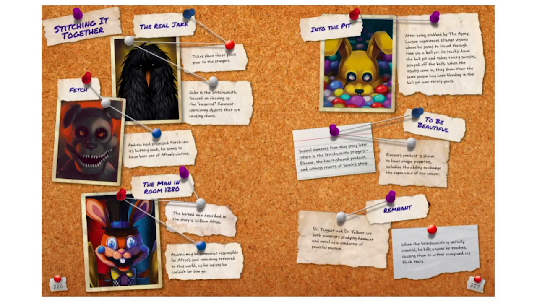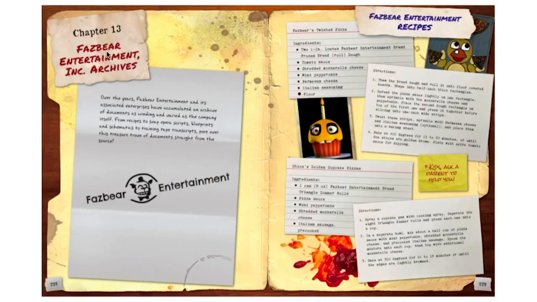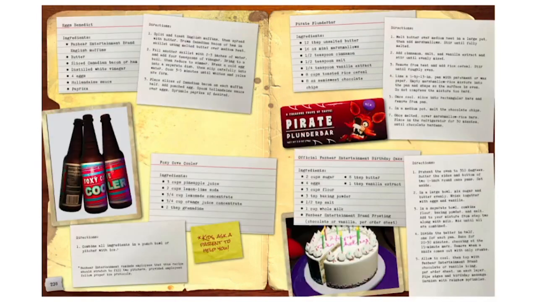So yeah, I have a few plans with the Ultimate Guide as well. First of all, the Fazbear Entertainment Incorporated archives. There's a few recipes here, and I kind of want to make some of these, maybe in a video. So if you guys want to see me maybe make the Foxy Cove cooler, or maybe the official birthday cake, Pirate Plunder Bar, that sounds so good. Look at that. Marshmallow, cinnamon, salt, vanilla, I can do that. I can do some of these if you guys want me to. That would be like a little fun video before Security Breach, maybe.